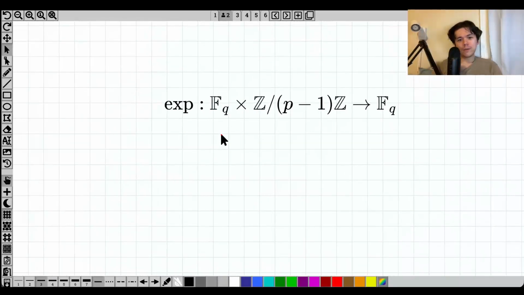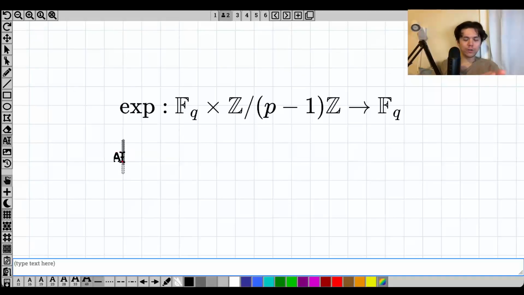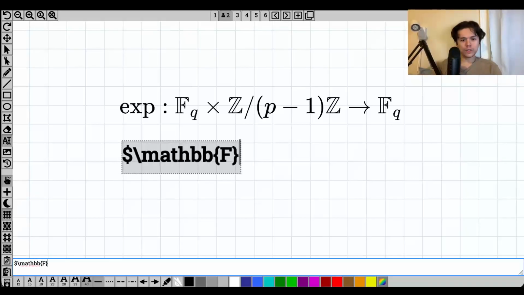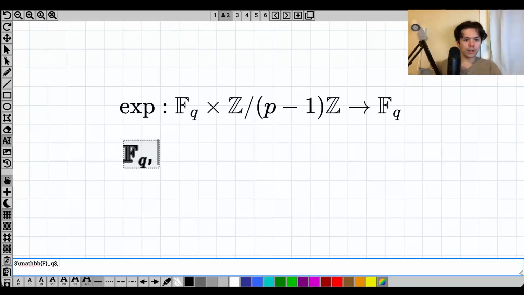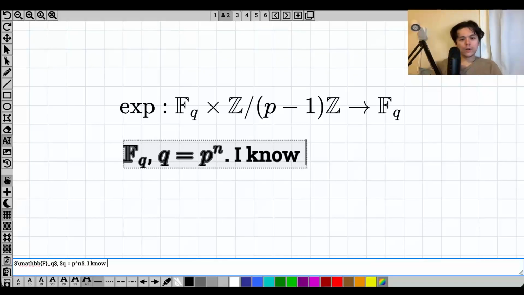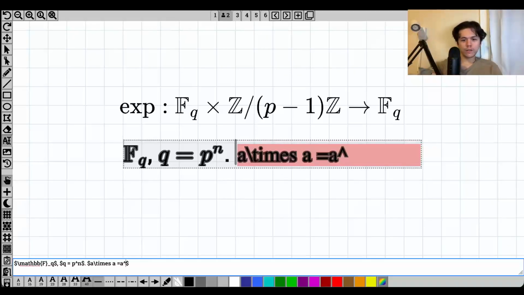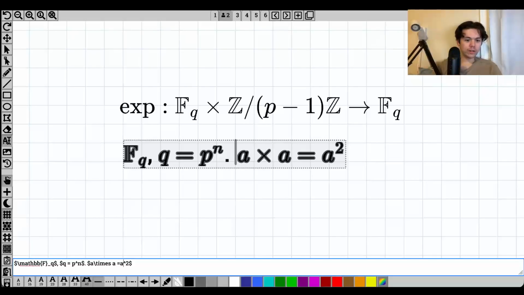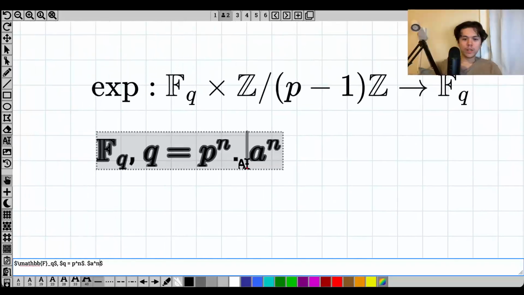But before we get to all that, we have to start with exponentiation, because that's really what logarithms are. If I have some finite field of order q, where q equals p to the n, I can multiply inside my finite field to get a squared, and I can do this an arbitrary number of times, so I can form a to the n just by multiplying repeatedly.